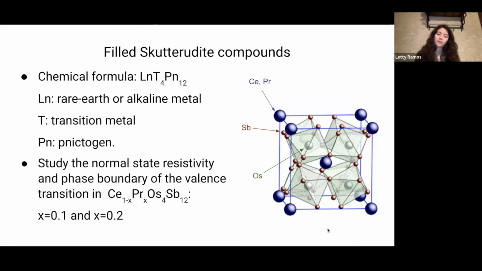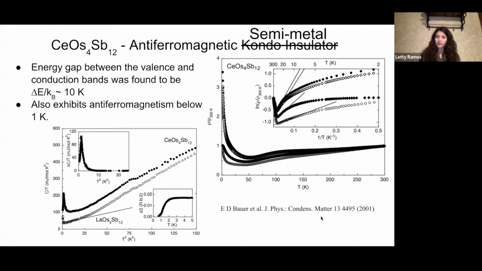So the purpose of this study is to characterize the normal state resistivity and phase diagram for the valence transition in cerium osmium-4 antimony-12 doped with praseodymium. The two concentrations are 10% and 20% praseodymium. We're interested in this compound because it's been found to be an antiferromagnetic Kondo insulator in Eric Bauer's 2001 paper. You can see the resistivity diverges at low temperatures. This is characteristic of a Kondo insulator, but recent data suggests this compound to be more of a semi-metal.